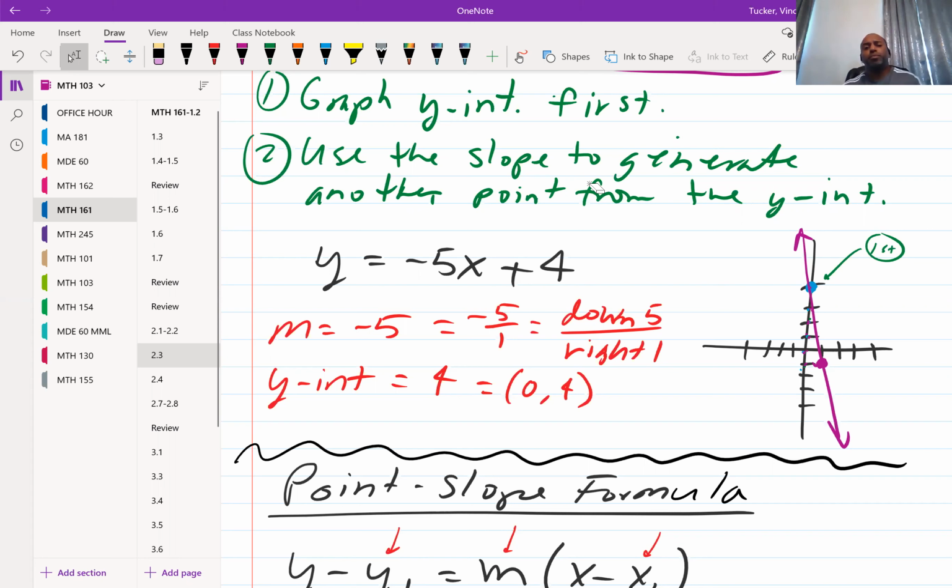All right, so you got -5 over +1, so we go down 5, right 1, and then just like before, y-intercept means that the coordinates is going to be 0, 4. Graph 0, 4 first, so that's on your y-axis. And you see that we went up 4. And then from the y-intercept, you go down 5, right 1, and that is that purple dot right there. And once you have your 2 points, connect the dots.